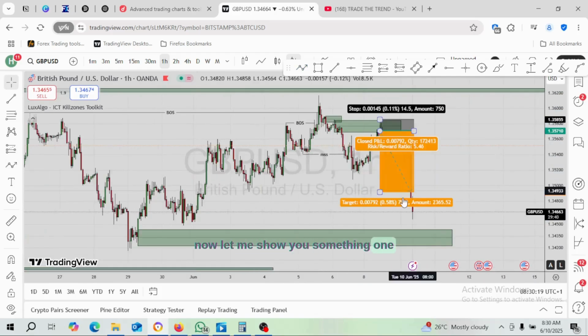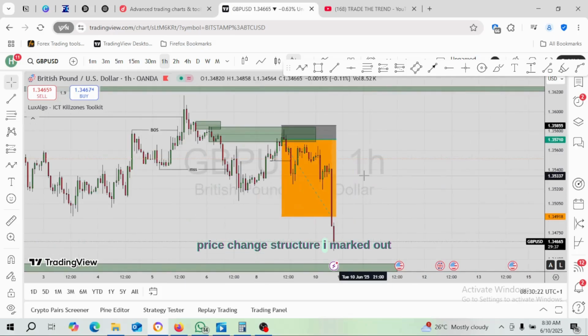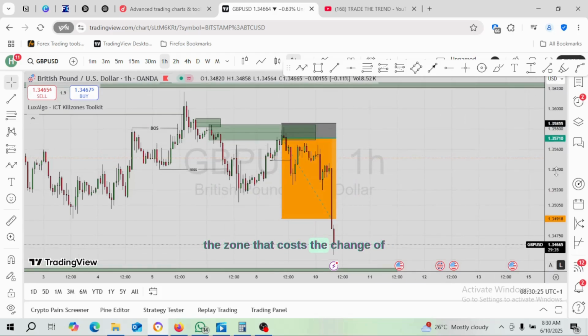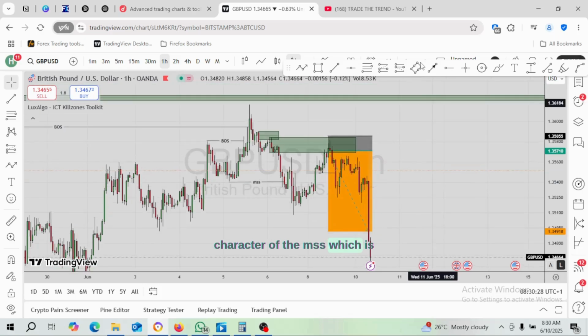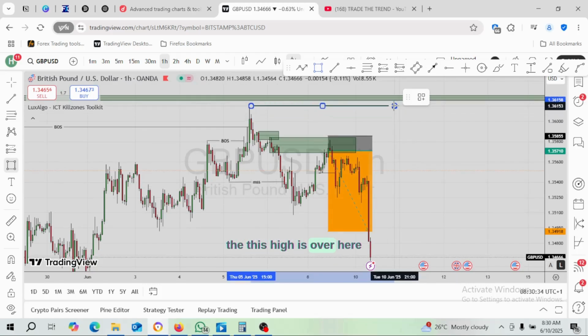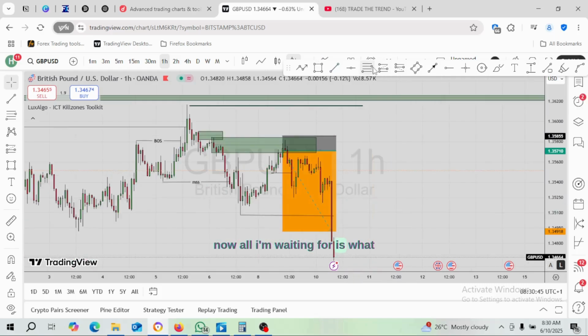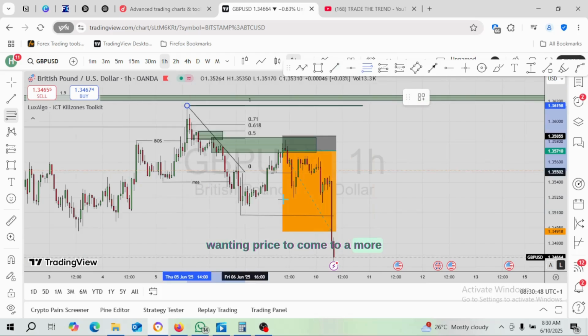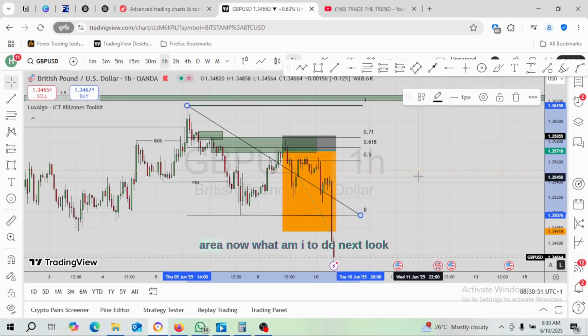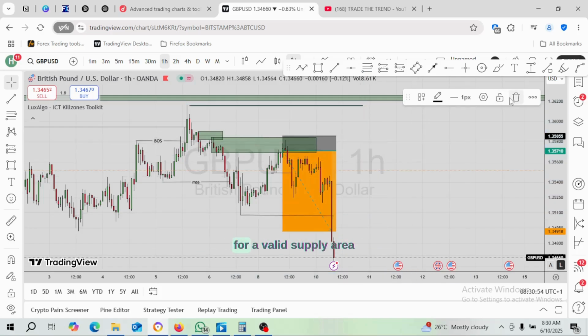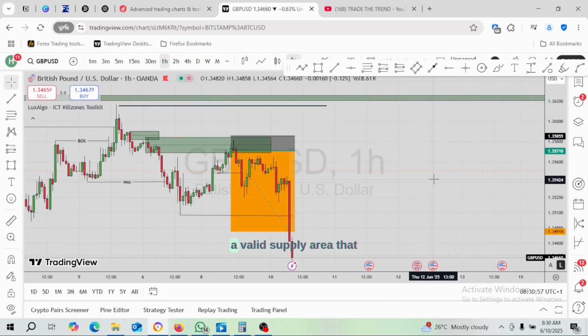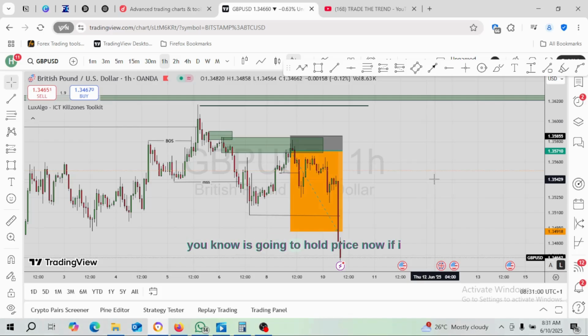And now let me show you something. When price changed structure, I marked out the zone that caused the change of character, the MSS, which is the market structure shift. This was our area, this high over here, and this low, right? Very good. This low. So now all I'm waiting for is what? Wanting price to come to a more premium zone and react from that area. Now what am I to do next? Look for a valid supply area that is going to hold price.